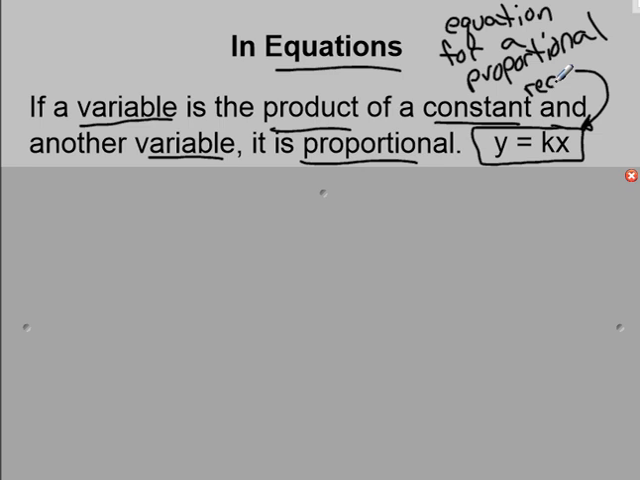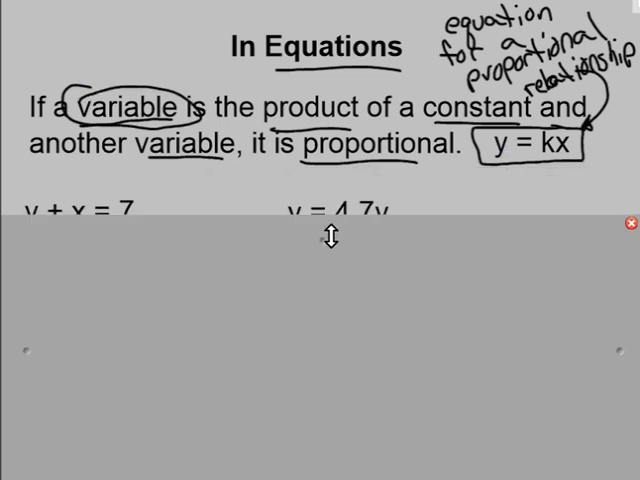And if we look at this crazy math speak definition, if a variable, that's my y right there, is the product, okay, so that's multiplication in between these two things, of a constant. Now, constant, as we know, is a plain old number. And you might be saying to yourself, Mrs. Ott, there are no plain old numbers there. But actually this k is called the constant of proportionality, and it's always going to be a number.